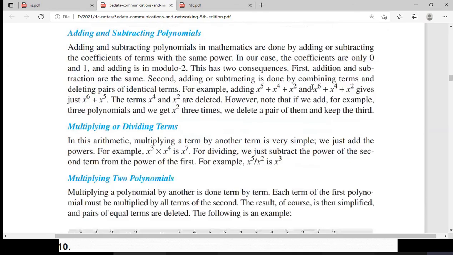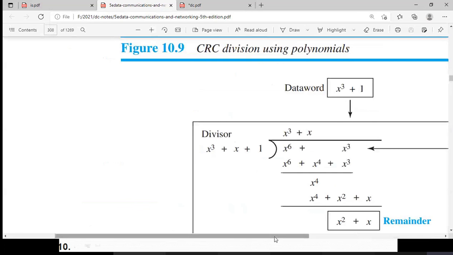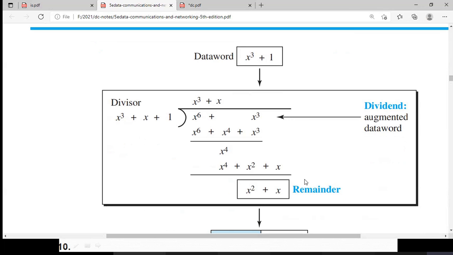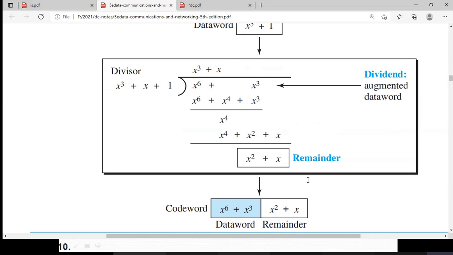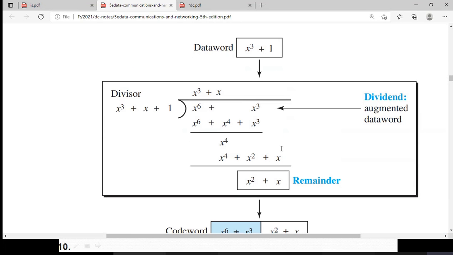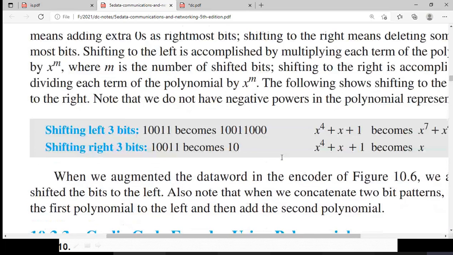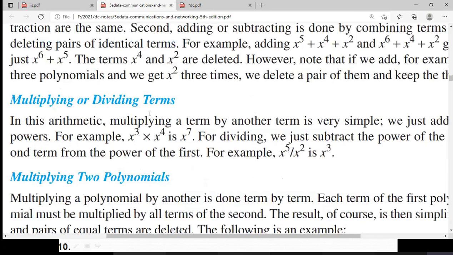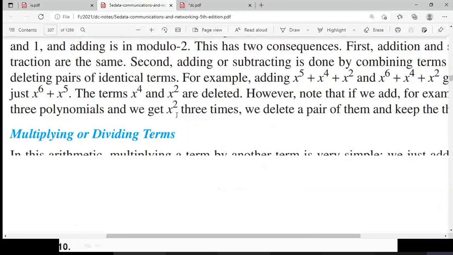Okay, it looks complex, but it is very easy. This is the same problem solved using polynomials. I don't know how many of you are aware of polynomials. It is not complex. To understand this procedure, you should know how to do shifting, dividing polynomials by one another, multiplying, adding, subtracting polynomials, and how to find the degree of the polynomial. If you go through this, I think I can explain this in the next class.